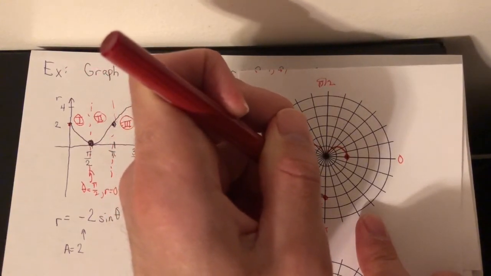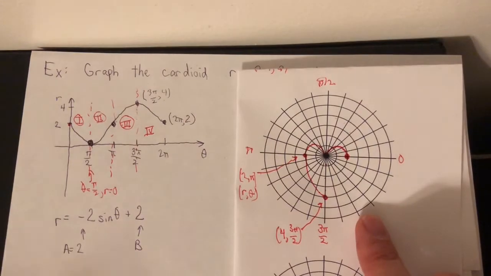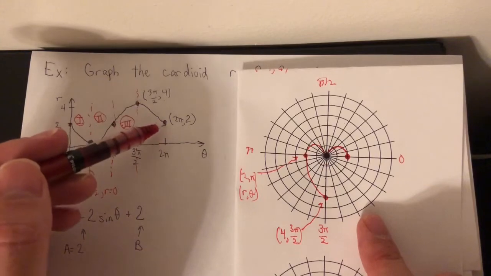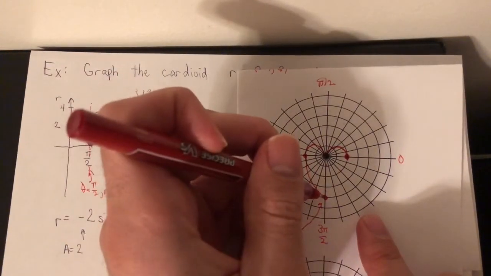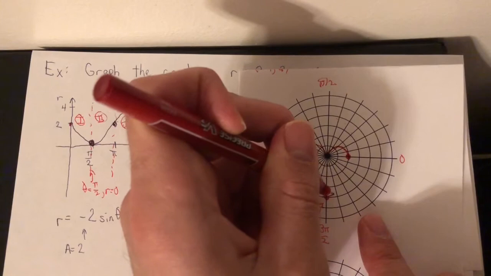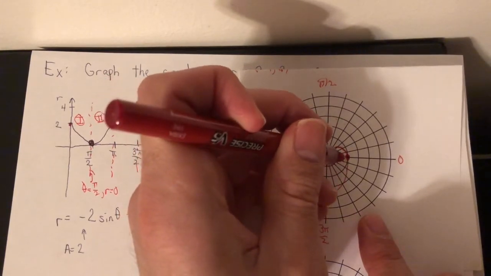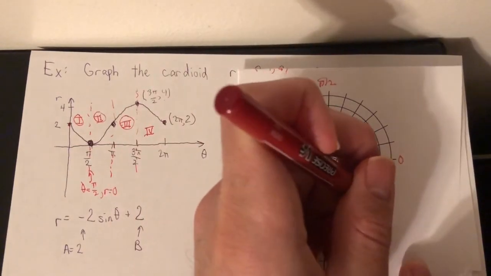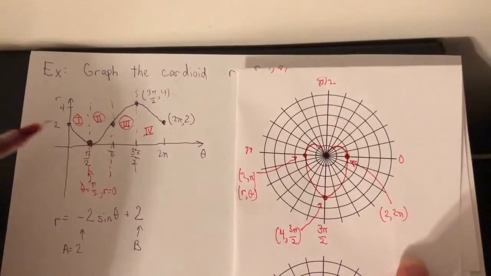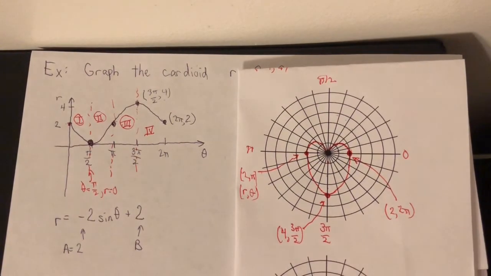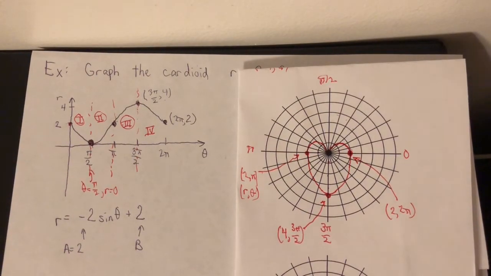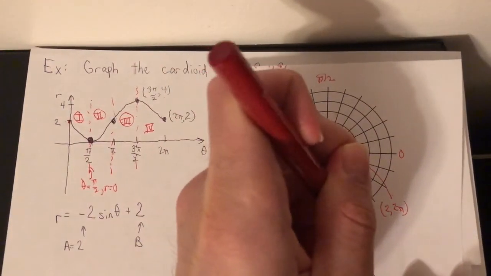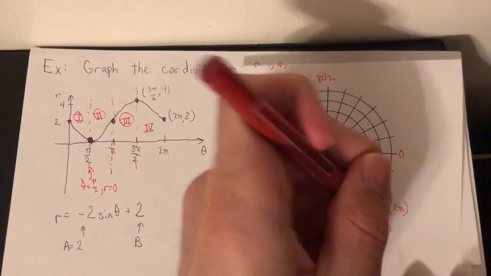As I keep going around like so, and then the fourth quadrant, my distance from the pole is going to decrease from 4 back down to 2. So from 4, 3 pi over 2, I'm going to curl around, get closer to the pole, and hit the same point I started at. This is going to be 2 comma 2 pi, which is the same as the point we started at, 2 comma 0. And there's my cardioid. This was r equals 2 minus 2 sine of theta.